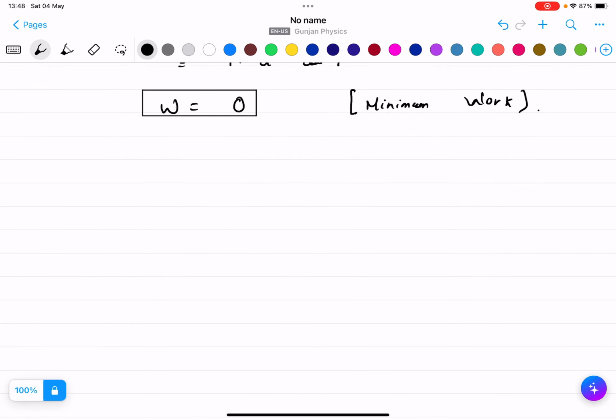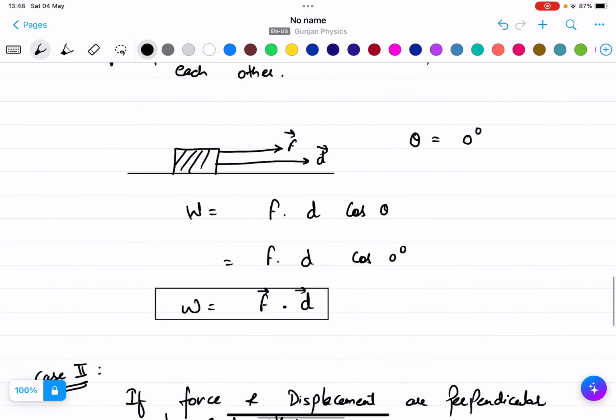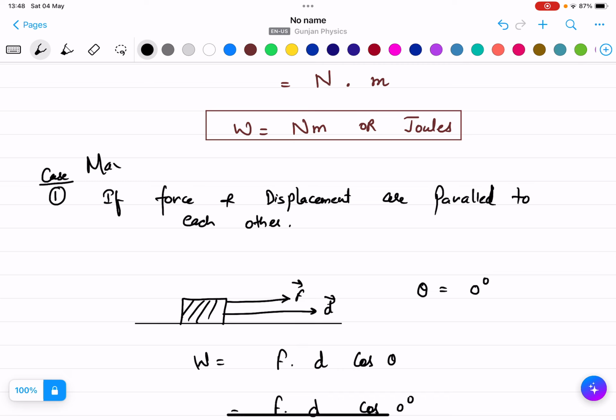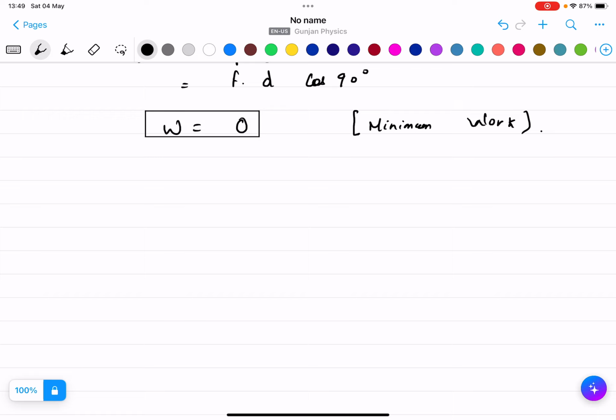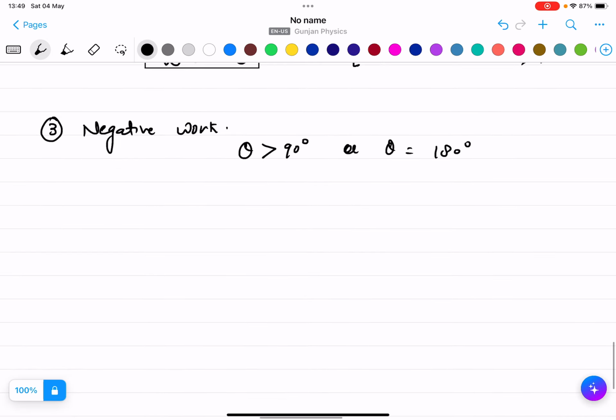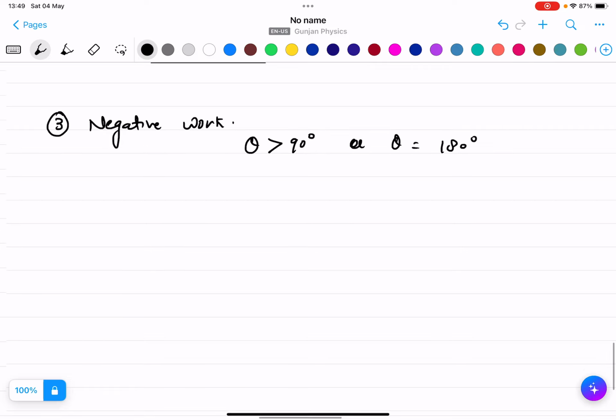Now the first case is the maximum work. So when is the maximum work? When theta is equal to 0 degrees. Now, what is negative work? Case 3: negative work is when theta is greater than 90 degrees, for example theta equals 180 degrees, if force and displacement are opposite to each other.